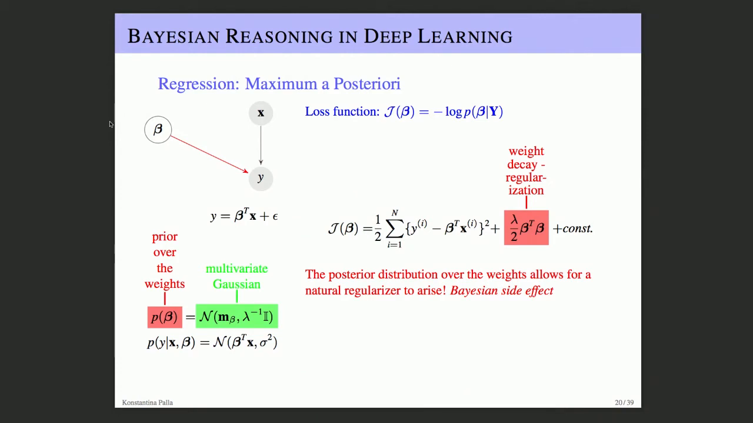How do you choose m beta, the mean of the normal for the prior? You can actually put a prior over it as well and learn it. Otherwise, you can go for 0 in the beginning, or small values. Usually, it's good to start with small values in the networks.